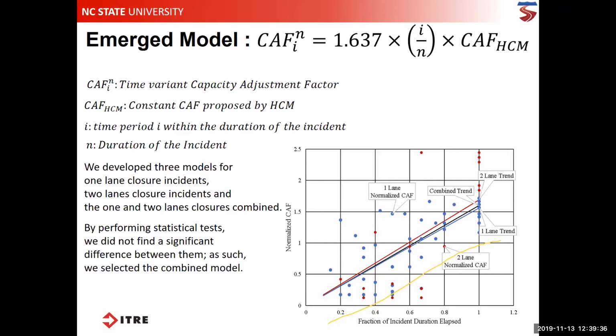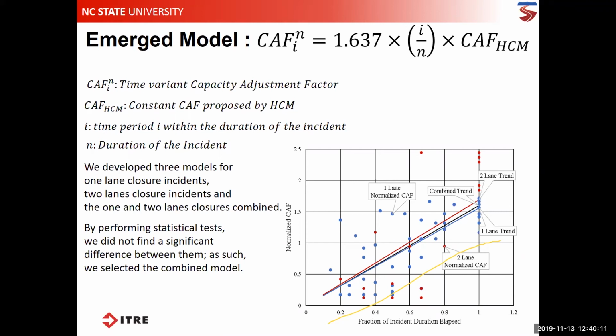We developed 3 regression models to represent how this capacity adjustment factor varies by time during the course of an incident: for one lane closure incidents, for two-lane closure incidents, and then at the end one model for everything together. We did a statistical test to see whether these are really different or not. We didn't find any significant difference, so we decided to just go with one model. And our model is what you are seeing on the top line.